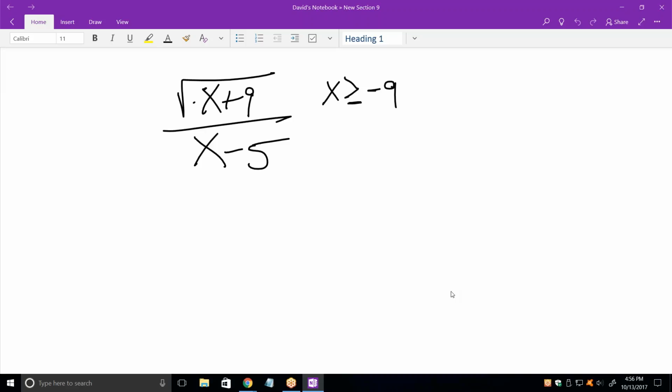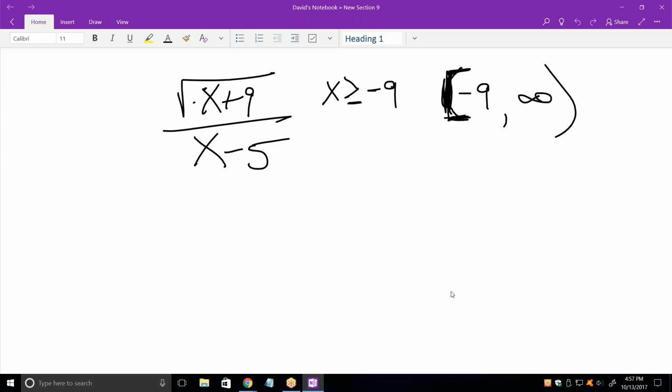If I want to write that in interval notation, I'm going to write it like this. Minus 9, bracket, comma, infinity. Infinities always have parentheses because it can never be exactly infinity. It's not a number, it's a concept.